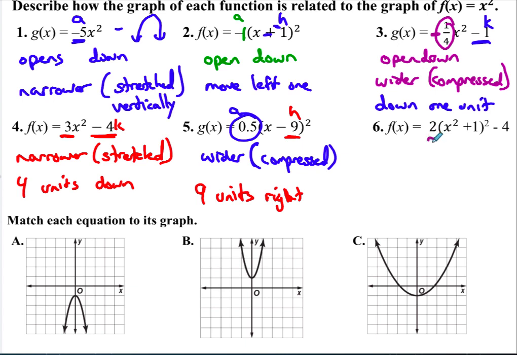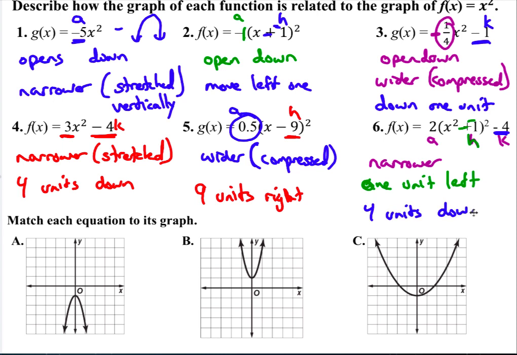Okay. All right, last one. So I've got an a, an h, and a k value to factor in. So my a value means it's going to be narrower, because I'm multiplying by something greater than 1. My h value, well, this was minus a negative 1, so 1 unit left. And my k value is a negative 4, so 4 units down.